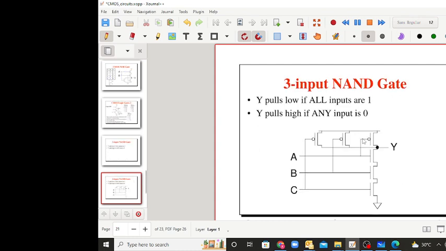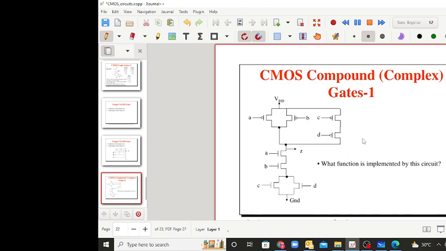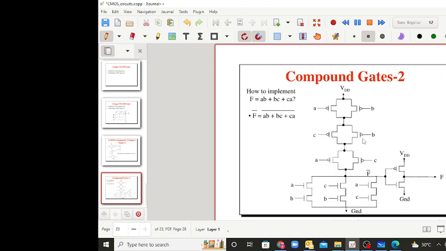For a 3 input NAND gate, you will have 3 transistors in series in the N network, and then 3 transistors in parallel for the P network. And then for the compound gate, this is a complex gate. First we'll implement this and then we'll go to this. What is given is AB plus BC plus CA, the whole bar.